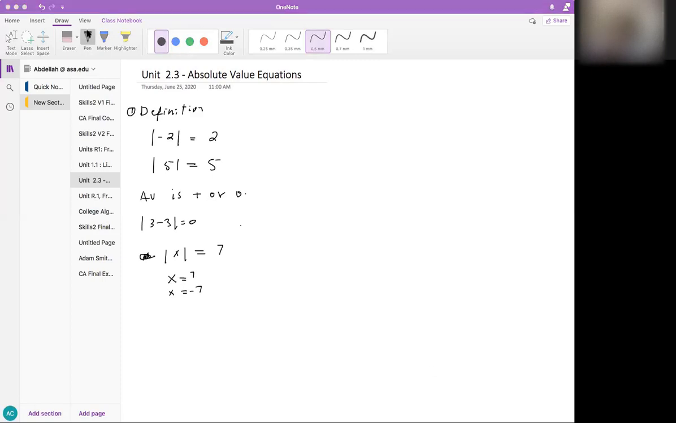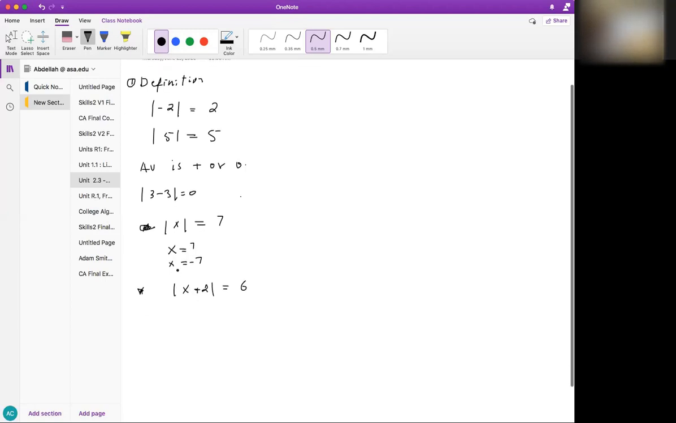So the equation is not always this simple. It could be something like this. Let's say the absolute value of x plus 2 equals maybe 6. Here's another one. Again, we need to solve this. So we say a number added to 2, the absolute value of the sum is 6. What could x be?